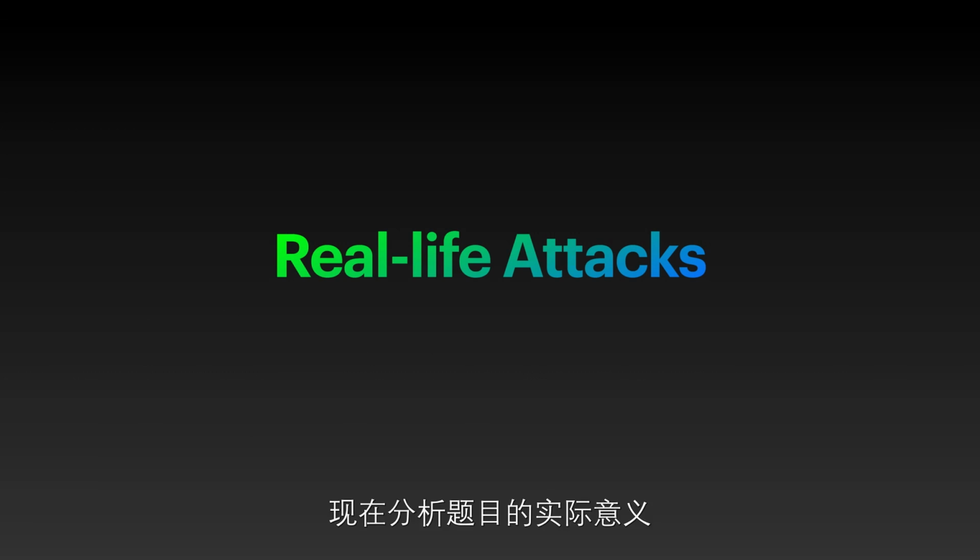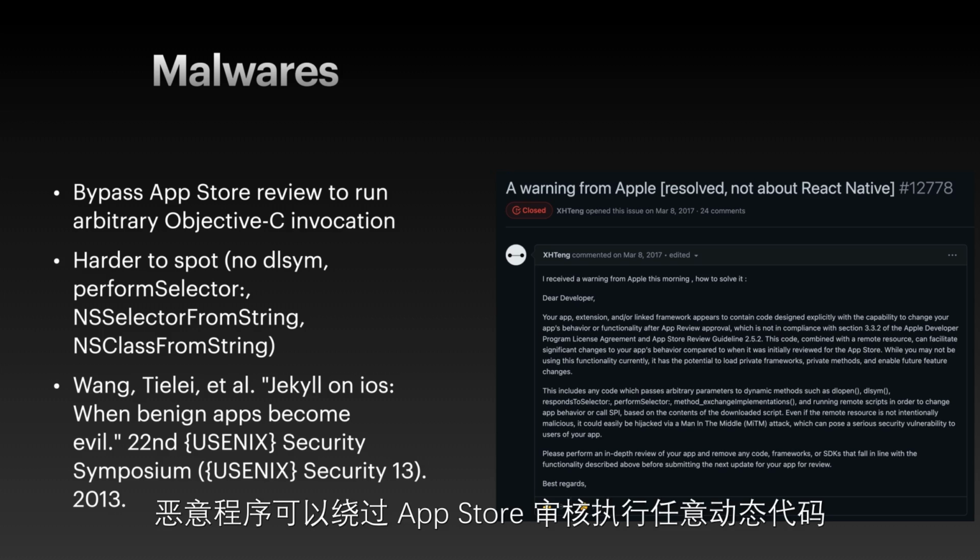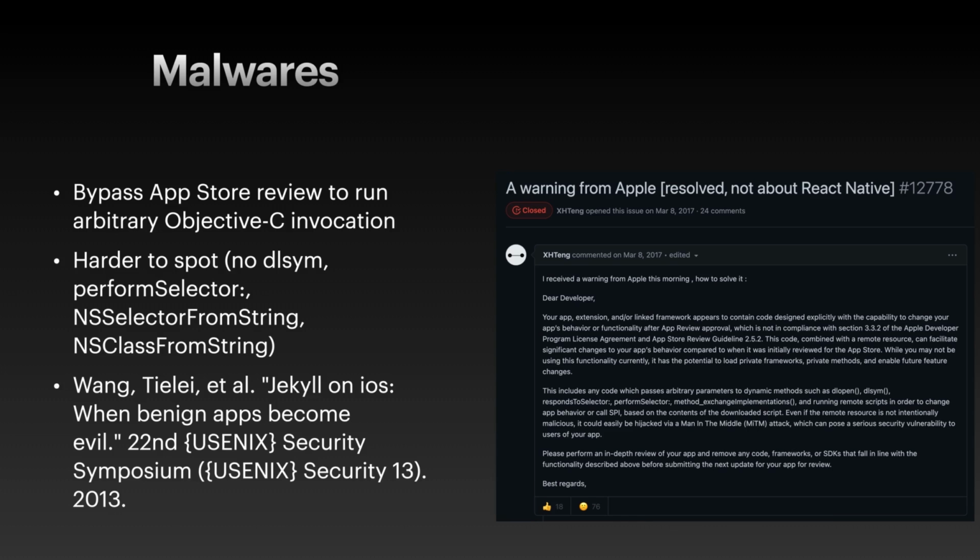Now it's time for some real-life attacks. First, it could be abused by malware. Because with this technique, we can bypass App Store review to run arbitrary code. Compared to the previous approaches, like JavaScriptCore and some binding, NSExpression and NSPredicate are much harder to spot because there are no dlsym or NSClassFromString. They just look like legal code.